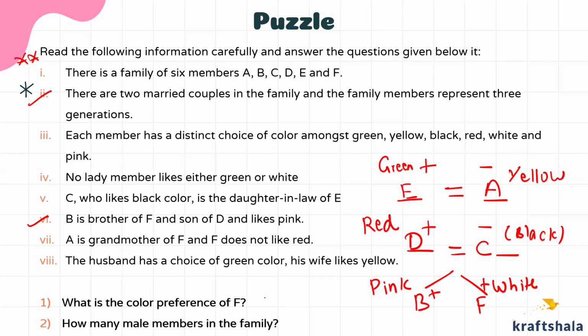What is the color preference of F? That is white. How many male members? One, two, three, four. Four male members. So they can ask more number of questions as well. That was what is the choice of D? What is the arrangement of C? So it's a pretty important question because just by one question, they are testing you on 2 skills, in blood relation as well and in arrangement as well. So such question becomes very important because it reduces the effort of paper setter and gives him maximum outcome.